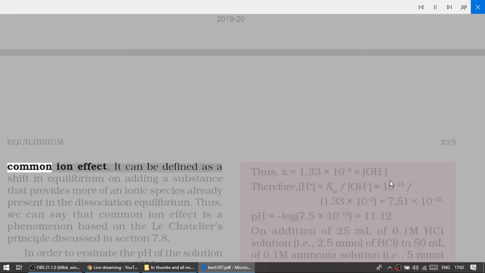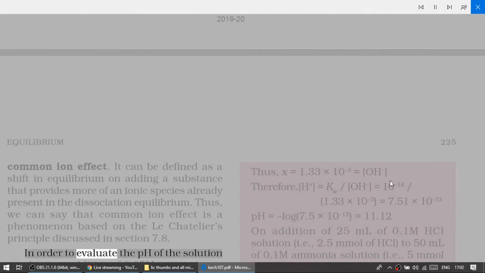Section 7.5: common ion effect. It can be defined as a shift in equilibrium on adding a substance that provides more of an ionic species already present in the dissociation equilibrium. Thus, we can say that the common ion effect is a phenomenon based on Le Chatelier's principle discussed in section 7.8.